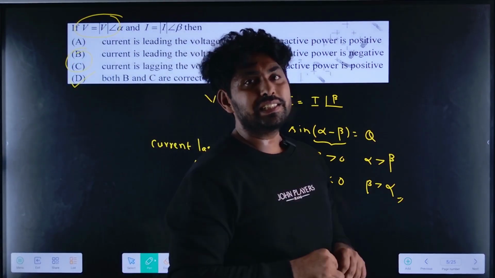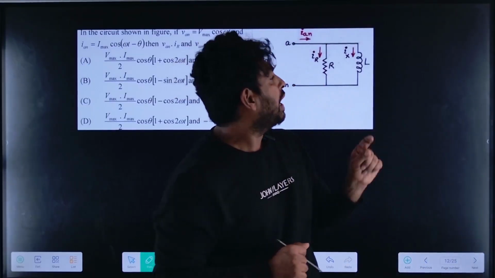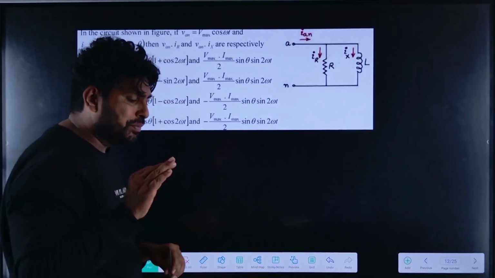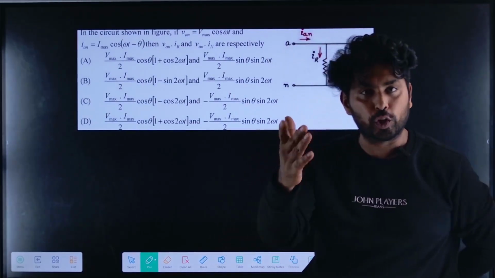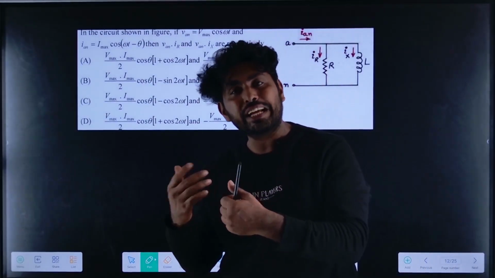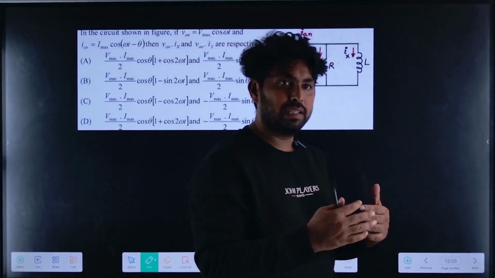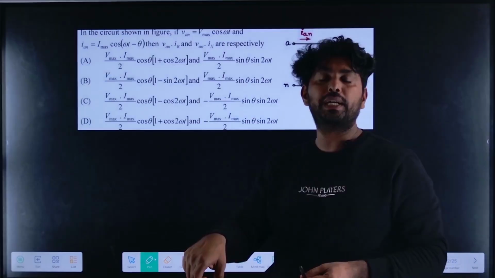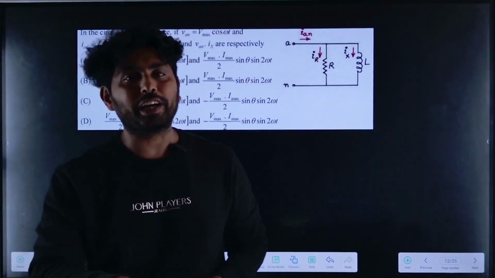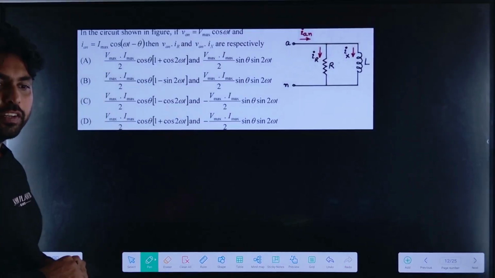Now let us see the next problem. Let us solve our second problem. From this problem, you need to understand the concepts of what is active power, what is reactive power, and what is apparent power, and how these powers can be calculated, on which factors these powers depend, and everything will be concluded. See here, this is the problem that was given.